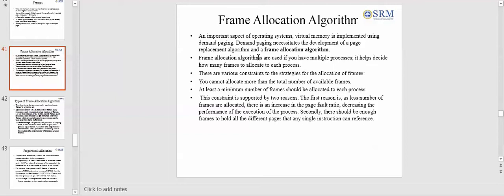Whenever a process is brought in and some of the pages are brought out, you will have a page fault. Whenever you have an increased page fault rate, your system efficiency will decrease. Similarly, a frame allocation algorithm is needed when you have multiple processes. When you have multiple processes, it has to bring the pages of those processes into the frames. At that time, an allocation algorithm for frames is also necessary.